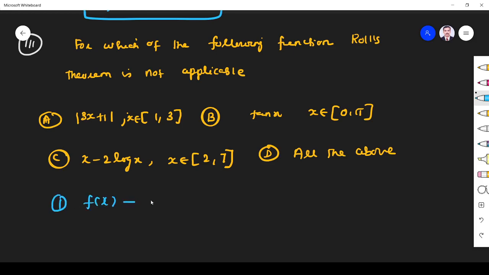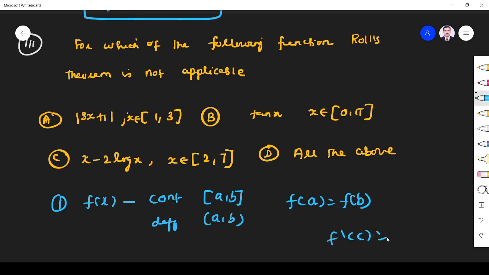f of x must be continuous in the interval a to b, differentiable in the open interval a to b, and f of a is equal to f of b. If all the three conditions are satisfied, then f dash of c is equal to 0. That's what Rolle's theorem states.